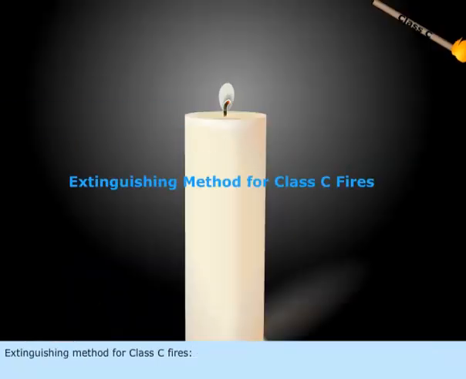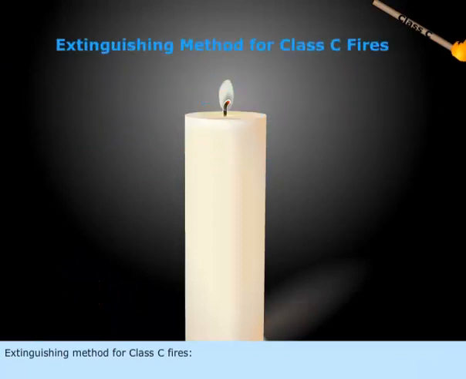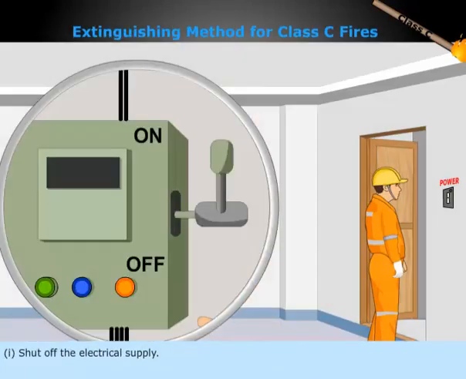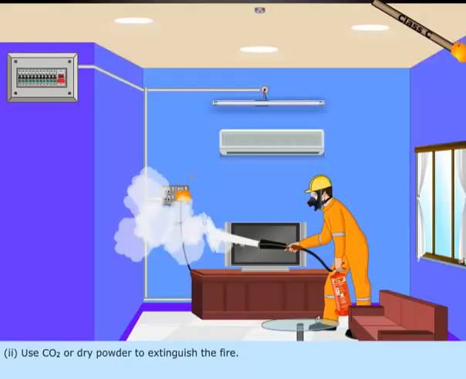Extinguishing method for Class C fires. 1. Shut off the electrical supply. 2. Use CO2 or dry powder to extinguish the fire.